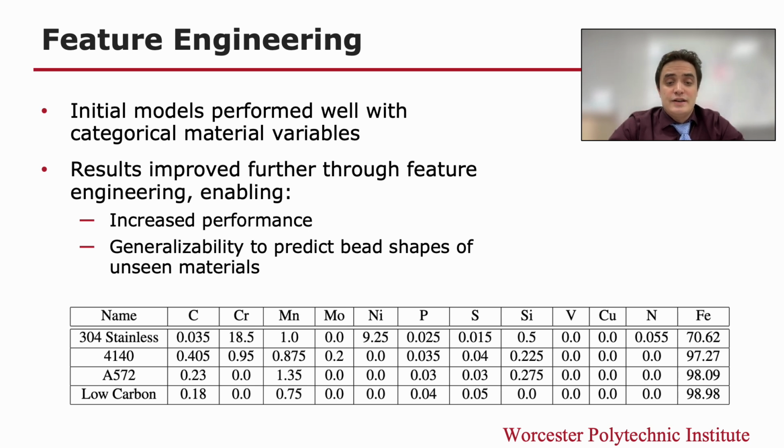For example, rather than telling a model a material was 4140 steel, we gave the model the percentage of each element such as carbon, nickel, or iron that was present in 4140 steel. In addition to providing more information on material similarities for improved learning, this also enabled predictions on unseen materials, allowing research to be utilized across multiple projects.